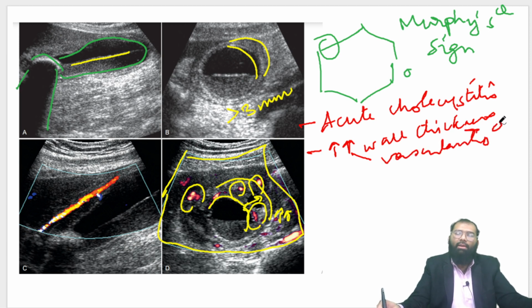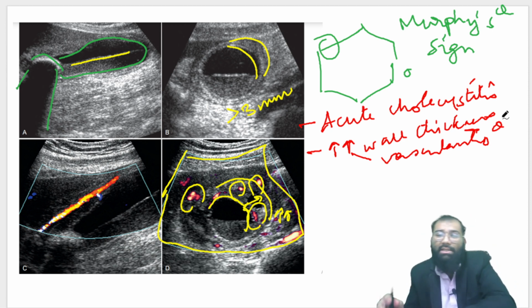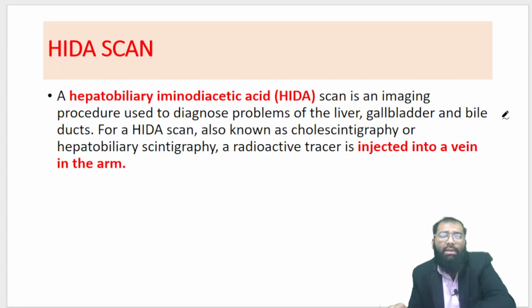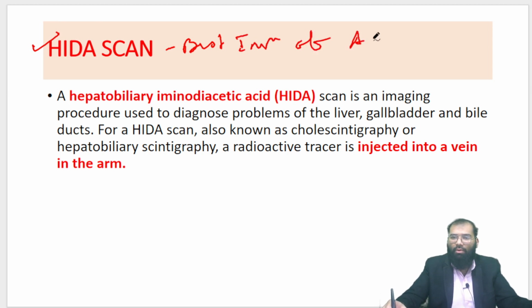Okay, very important. But now the question which I am asking is very important. What is the investigation of choice for acute cholecystitis? Best investigation for acute cholecystitis? The answer is HIDA scan. Okay, so the best investigation for acute cholecystitis.